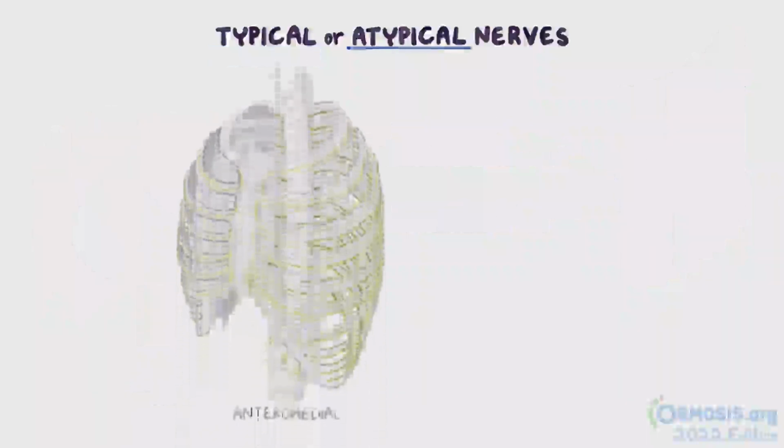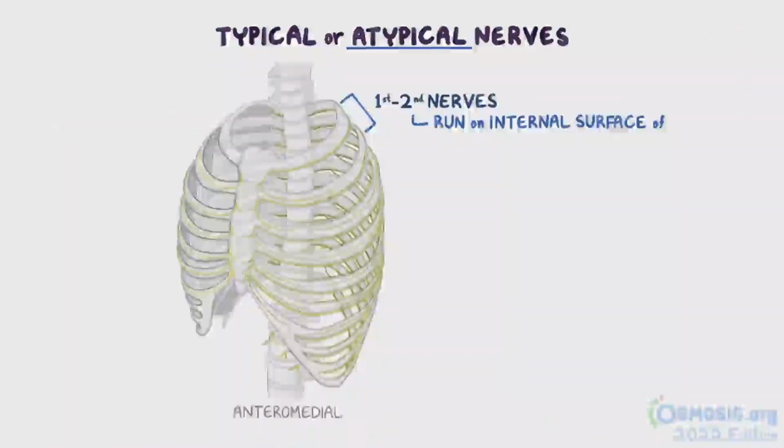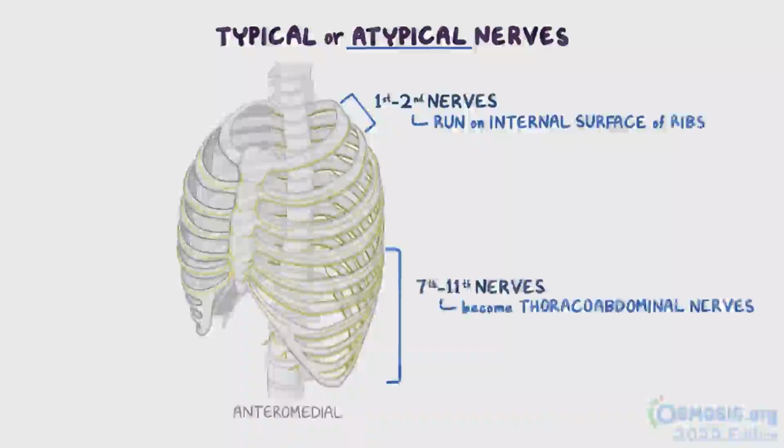Atypical intercostals are the first two intercostal nerves which run on the internal surface of the first and second ribs, not along the inferior margin in the costal groove, and the 7th through 11th nerves which eventually become thoracoabdominal nerves of the anterior abdominal wall.